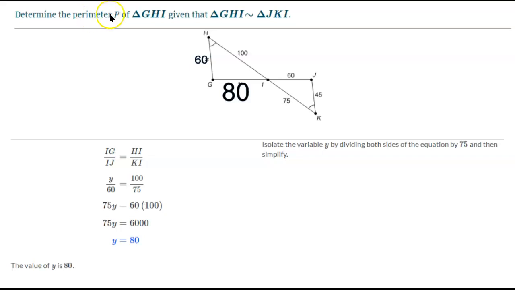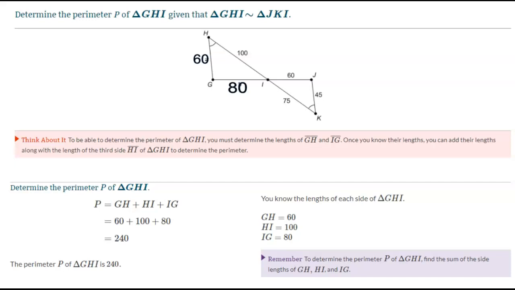Now we need to determine the perimeter P of triangle GHI. So this one right here is triangle GHI. In order to determine the perimeter, we're going to go ahead and add up all the sides. So P is equal to GH plus HI plus IG. 60 plus 100 plus 80 equals 240. And to write this in a sentence or a statement, we would say the perimeter P of triangle GHI is 240.